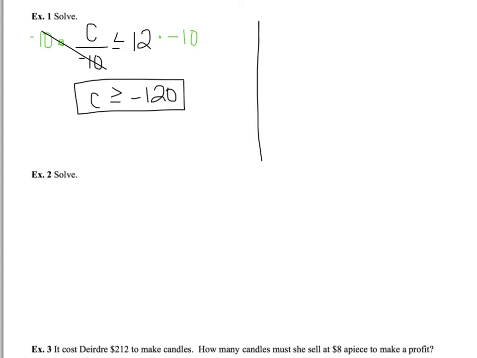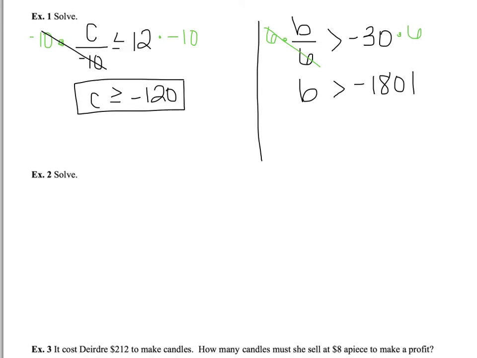Alright, let's try one on your own. I have b over 6 is greater than negative 30. Go ahead and pause the video and then solve it on your own. Okay, I have b divided by 6, so the inverse operation would be multiplication. 6 over 6 goes to 1, and I am left with b. If I refer back to what I multiply by, I multiply both sides by positive 6, so I don't need to change that sign. Negative 30 times 6 is negative 180. And that's our final answer.